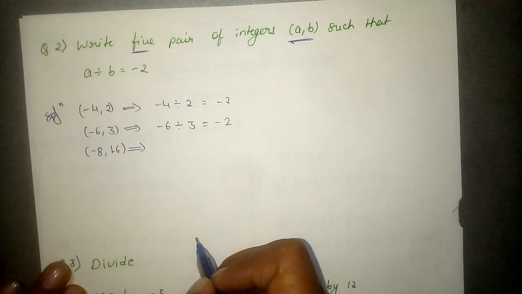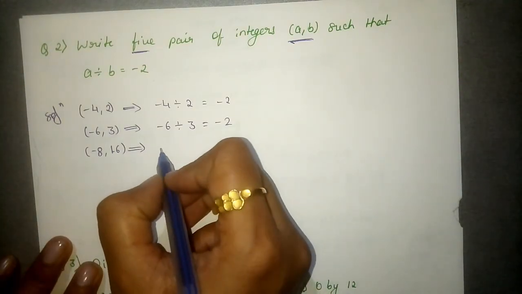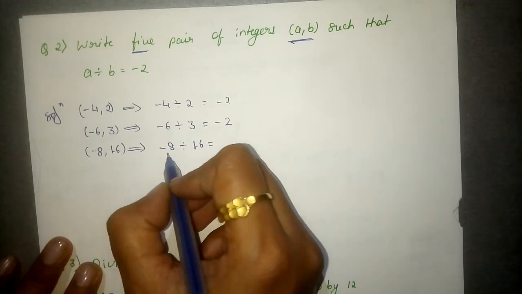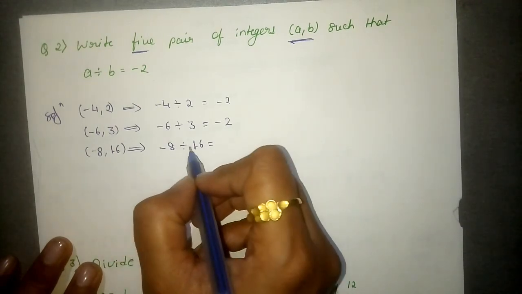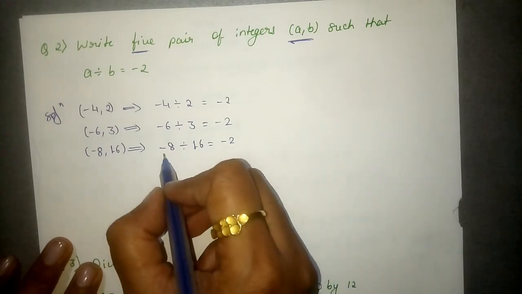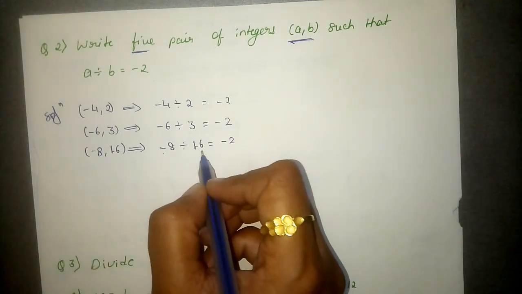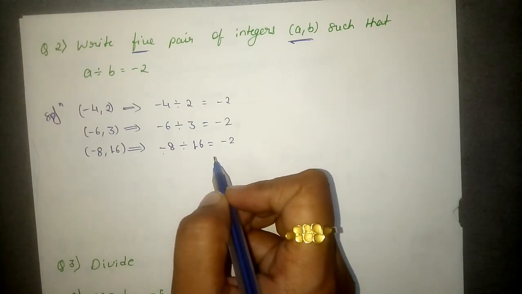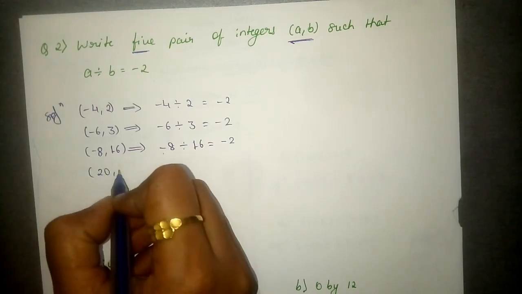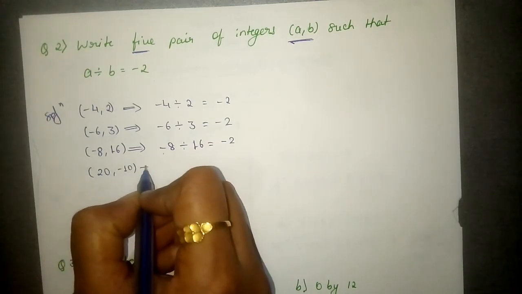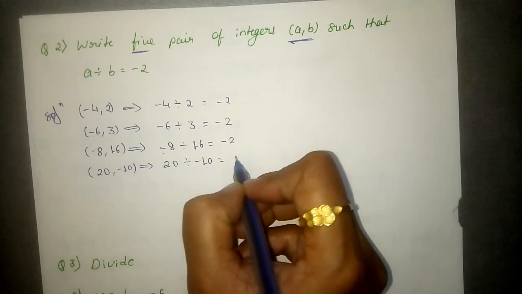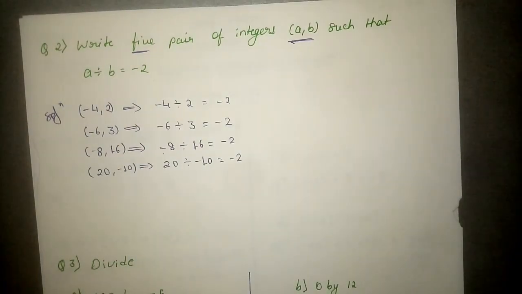These pairs you have to think of, okay? So here minus 8 divided by 16 equals to, here 8 ones are 8 and 8 twos are 16. It means here we will get minus 2, because minus divided by plus 16 will be minus 2. Now again one more pair we want, so we can take 20 comma minus 10. So here 20 divided by minus 10 will give the answer minus 2.